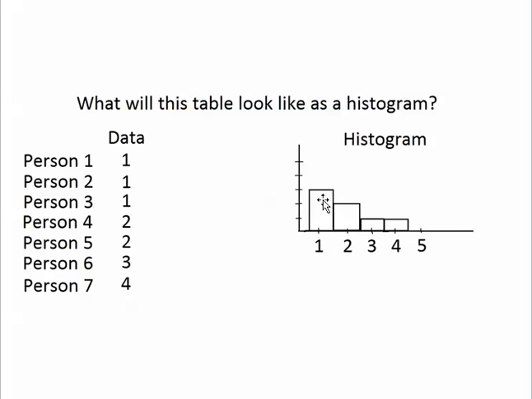1 has the largest frequency because it's a frequency of 3. 2 has a lower frequency, and 3 and 4 have even lower frequencies. So we can see a shape that's peaking at the left end and then trailing off toward the right, like this. Because as we're going up to higher and higher numbers, the numbers are appearing less and less often.